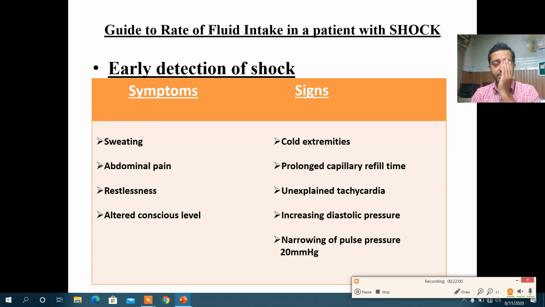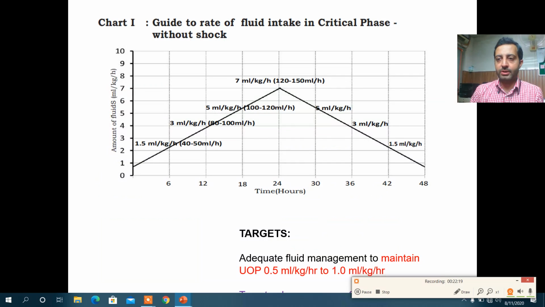शॉक के कुछ फीचर्स हैं. स्वेटिंग है, एब्डोमिनल पेन है, रेस्टलेसनेस है, ऑल्टर्ड स्टेट ऑफ कॉन्शियसनेस है, cold clammy skin, prolonged capillary fill time, tachycardia, narrowing of pulse pressure. अगर इनमें से कोई भी फीचर आ रहा है, that is a feature of shock.